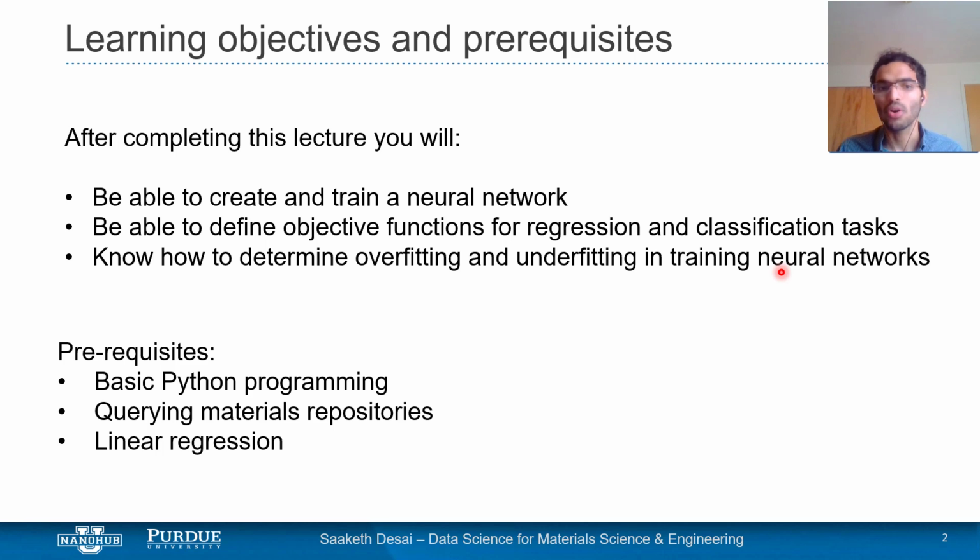And if you want to catch up on any of these prerequisites or revisit some of those concepts, I would encourage you to look at some of the resources on NanoHub or look at some of the previous modules in this series.